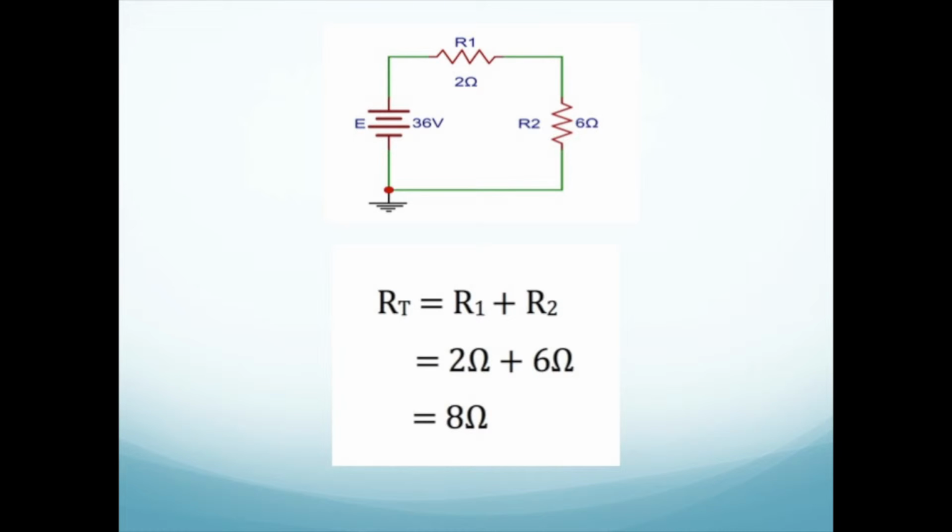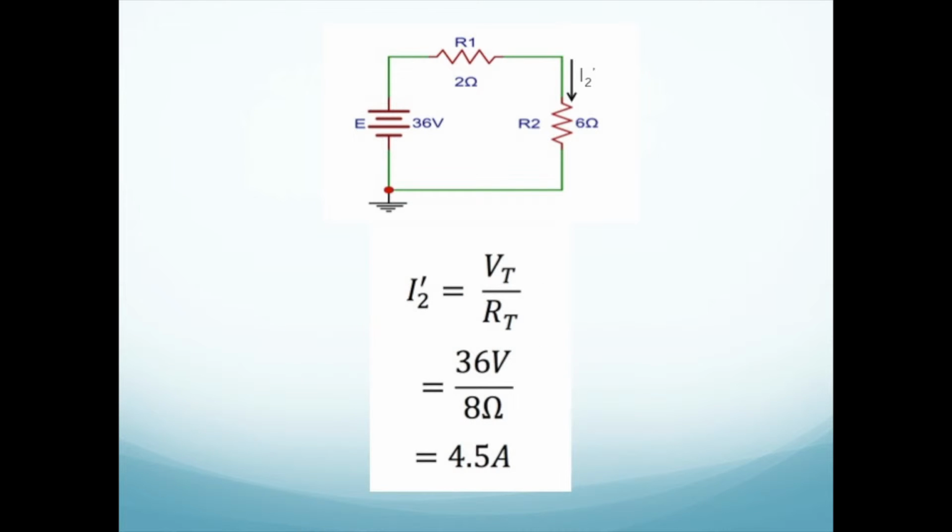The total resistance RT can be found by the sum of the two resistors R1 and R2 since it is a series circuit. This equals 2 ohms plus 6 ohms, which totals to 8 ohms. The current across the 6 ohm resistor in this circuit, I2', is equal to the total current, which can be found using Ohm's law of the voltage Vt over the total resistance RT. This is equal to 36 volts over 8 ohms, which equals 4.5 amps.